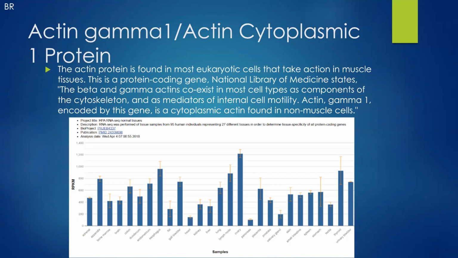Mutations of this ACTG1 gene can be associated with many different problems, such as hearing loss, and it has been assumed to be in some cancers, which has not been properly proved. So don't cite me on that. Next slide.